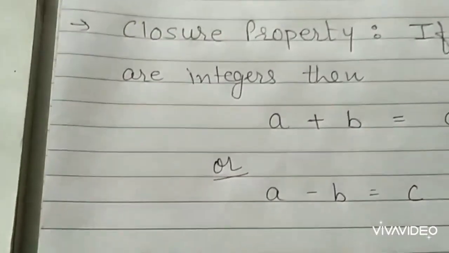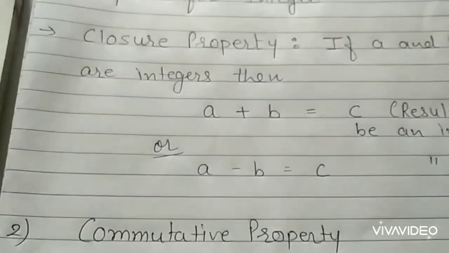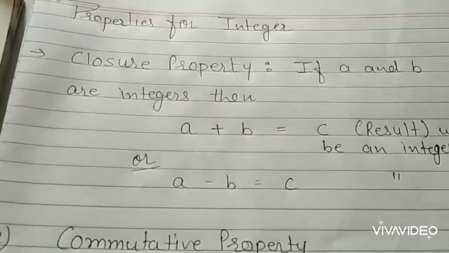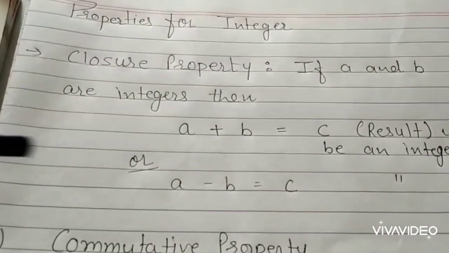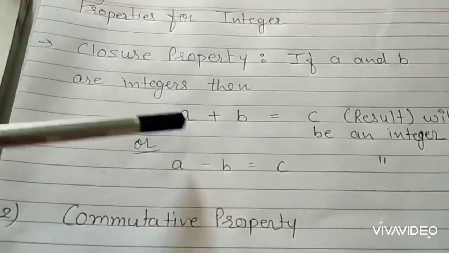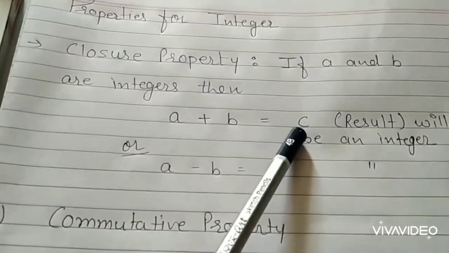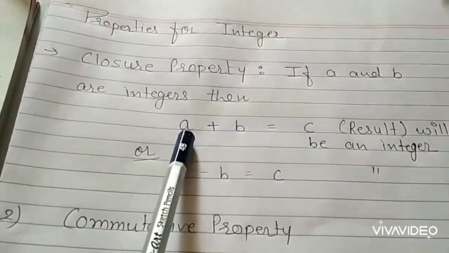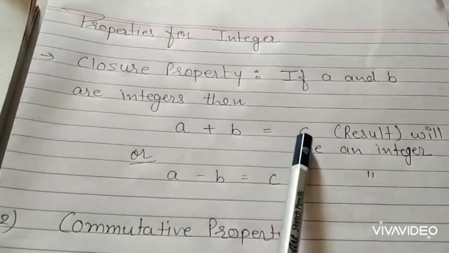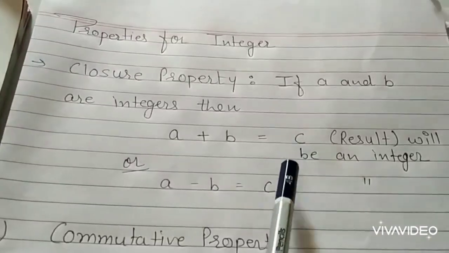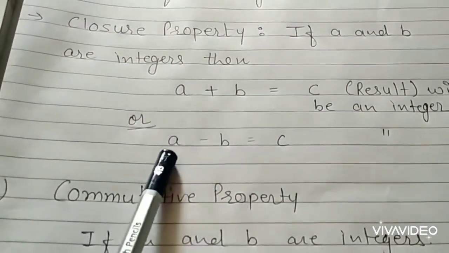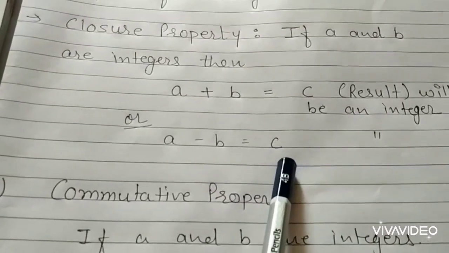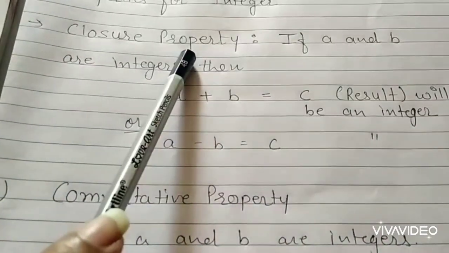Now, closure property states that if a and b are integers, then a plus b is equal to c. Here we have taken c as an integer. The result will be an integer. That means if we are doing the addition of two integers, then our result will be an integer. Same for subtraction. If we are doing the subtraction of two integers, then our result will be an integer. This is closure property for integers.